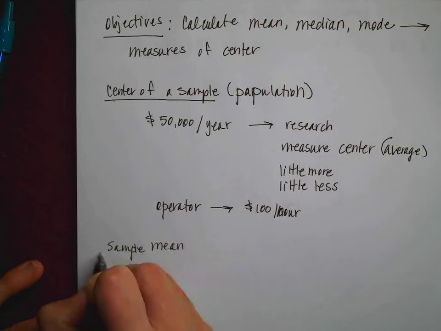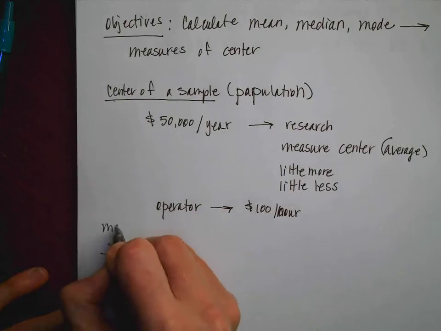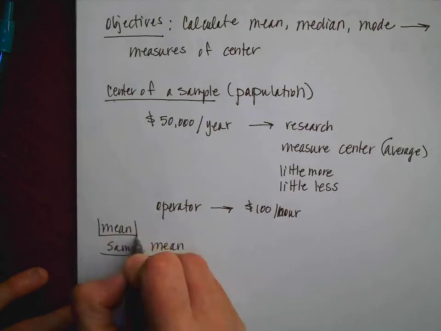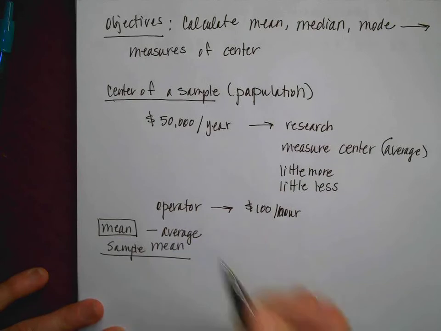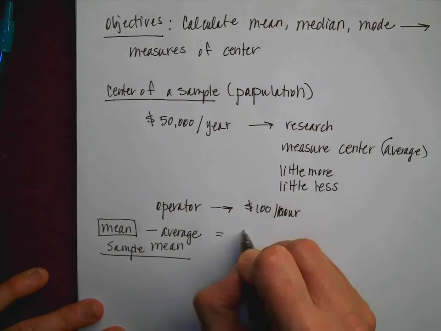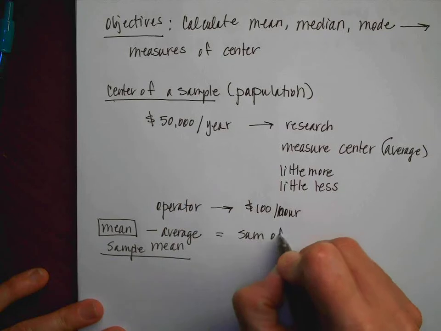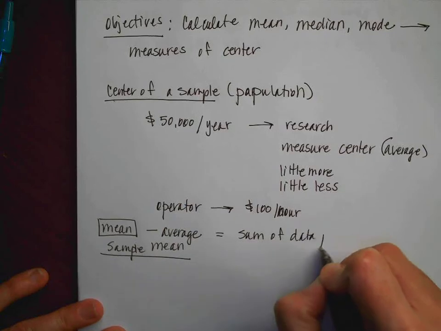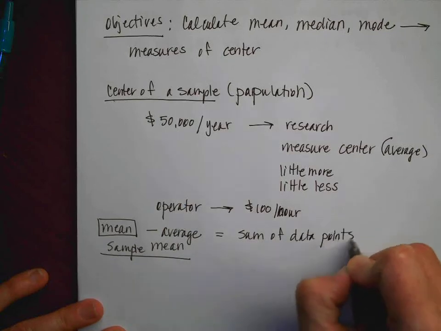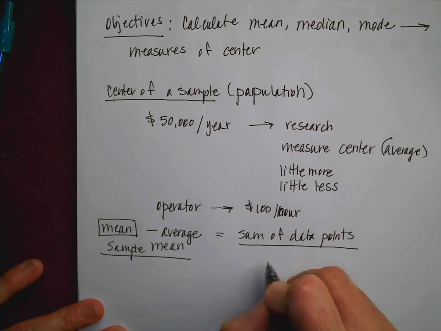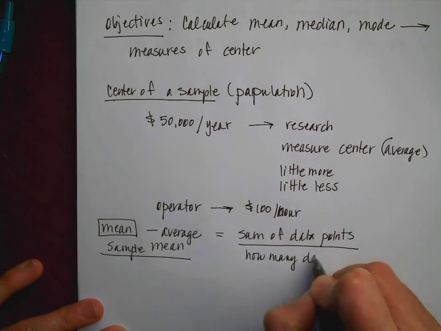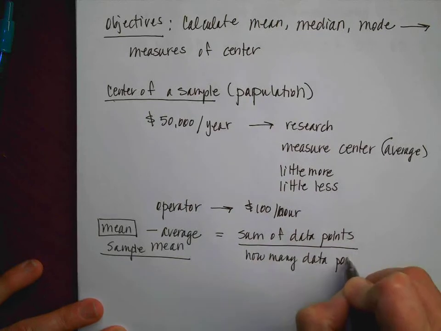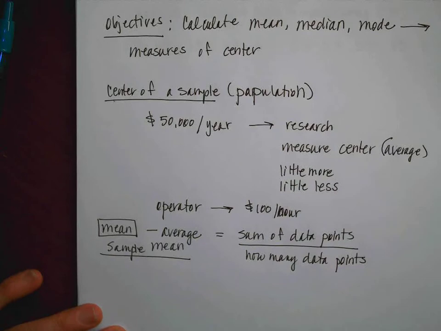Mean, which is a great word, means average. So mean is average, and that is the sum of the data points. You add them all together, and we're going to divide by how many data points. And this is when it's really helpful to have a calculator.